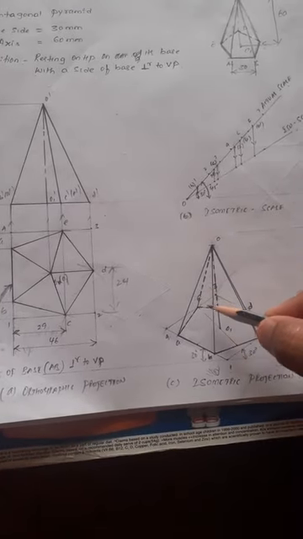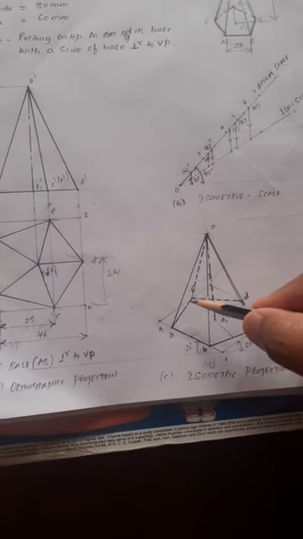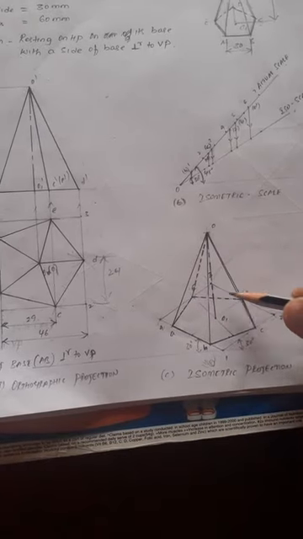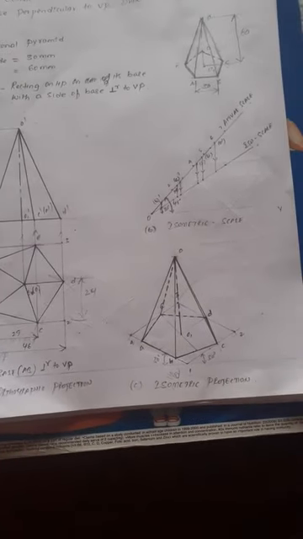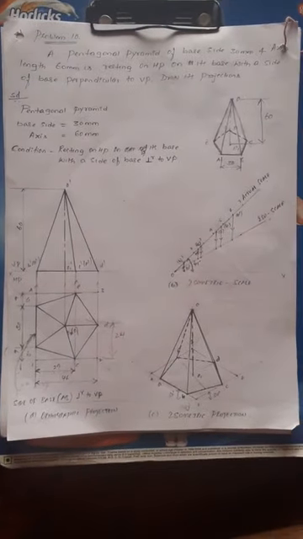If you want, you can show the dashed thick line, or else you just don't draw it, just erase this. Then A to E is also a dashed thick line, and D to E is also a dashed thick line. This is how you draw the isometric projection of a pentagonal pyramid.